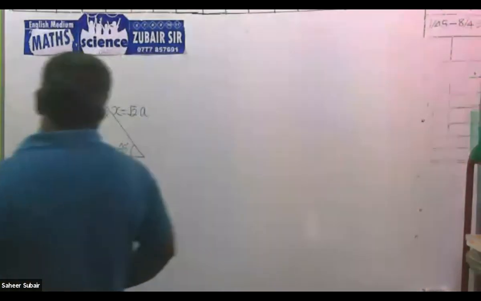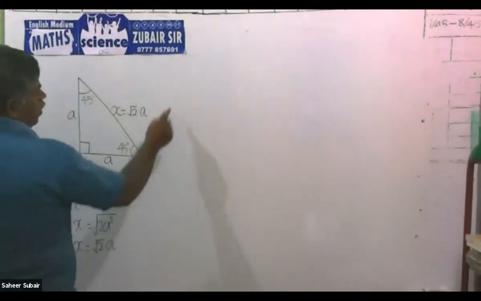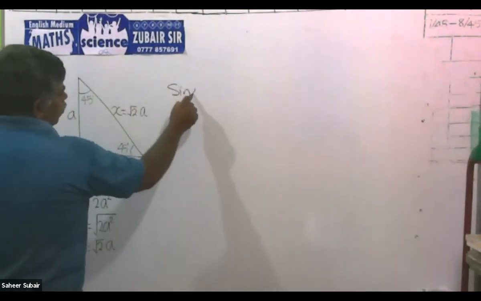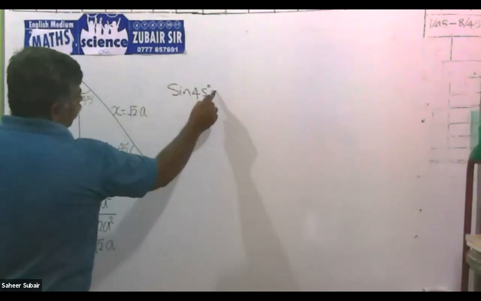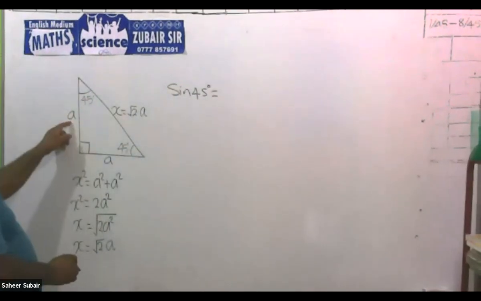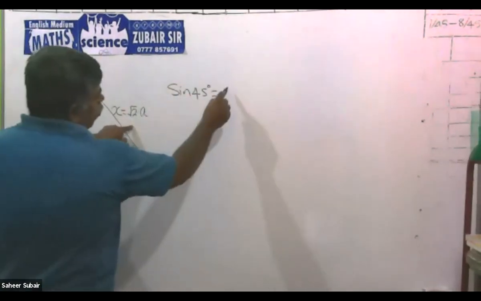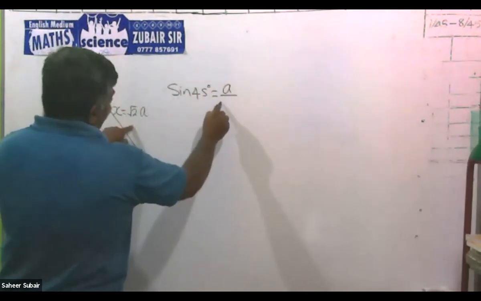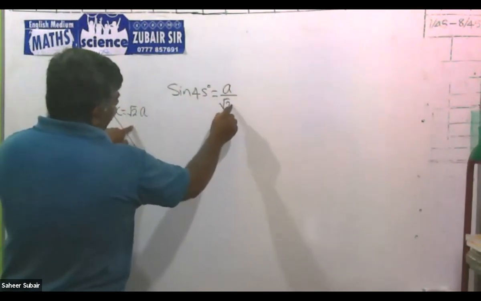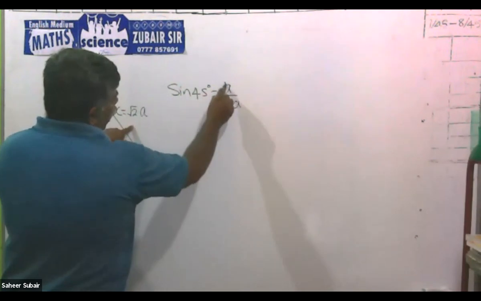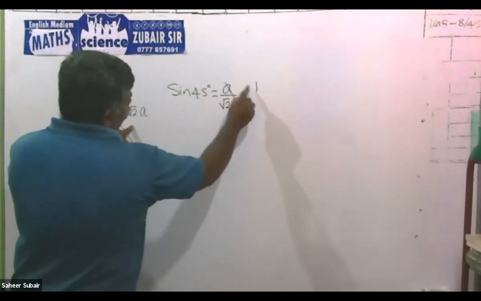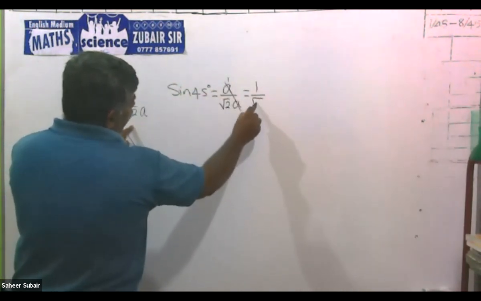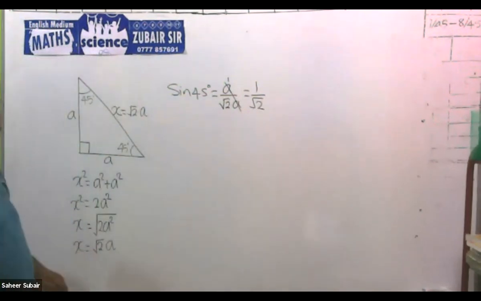Right? Then see, what is sine 45? Sine is opposite over hypotenuse. Opposite is a here. Hypotenuse is root 2 a. Then see, a and a get cancelled. 1 over root 2 remains. So sine 45 is 1 over root 2.